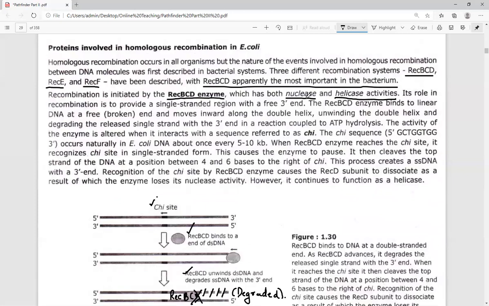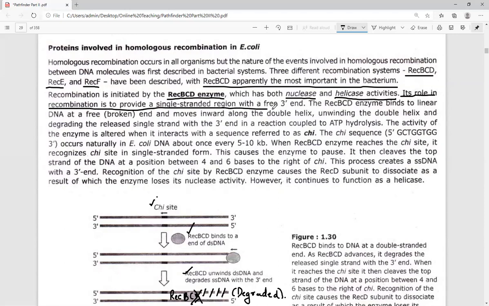What do you mean by nuclease activity? Nuclease means to degrade the DNA molecule. Its role in recombination is to provide a single stranded region with a free 3' end. So its major role in the case of recombination is to provide a single stranded DNA molecule with a free 3' OH group.